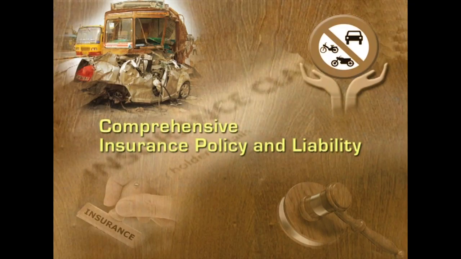Comprehensive insurance policy and liability. The insurance company which issues a comprehensive insurance policy covers the liability of the owners for the bodily injury or death of the third party and property damage, and the personal accident cover for the owner-driver for a specified sum insured. It also covers the liability towards the occupants of the vehicle, provided they are permitted by the owner.